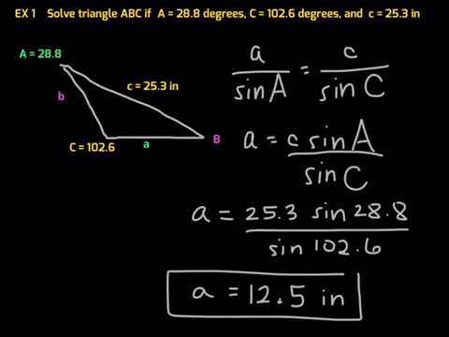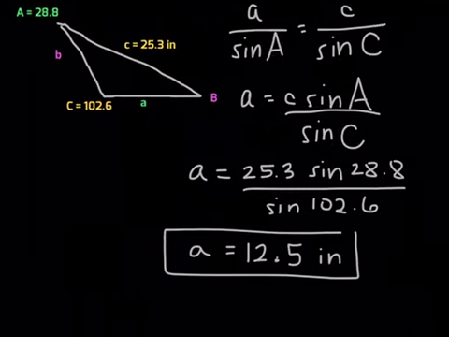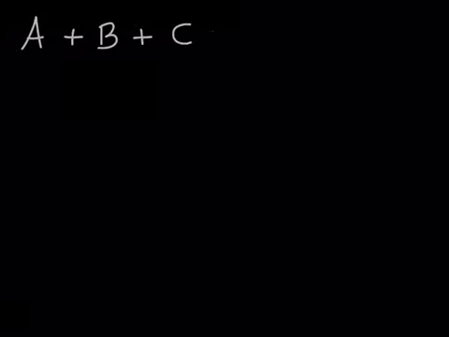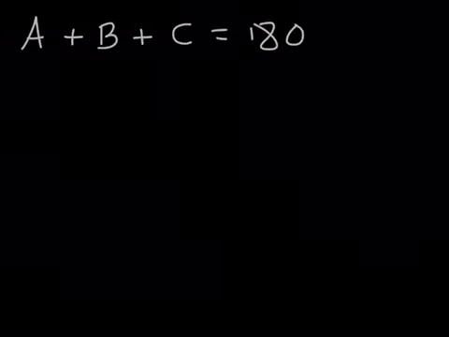So the next thing I'm going to work on finding is angle B. Angle B should not be very hard to find because angles A and C are already given. And we know that the sum of the 3 angles within any triangle must be 180 degrees. So what I can do is say that angle A plus angle B plus angle C must be 180 degrees, right? We know that for sure.